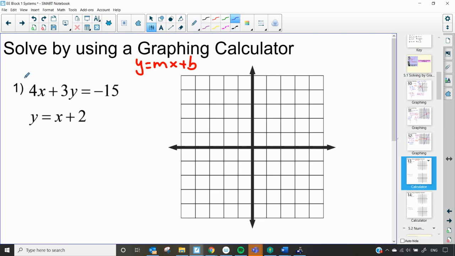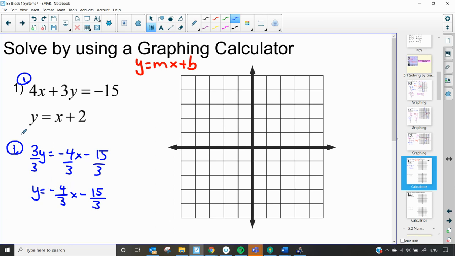So for equation number 1, we have 4x plus 3y equals negative 15. In order to graph that on my calculator, I need to rearrange the equation. So I'm going to have 3y equals negative 4x minus 15. I'll divide by 3, and that gives me y equals negative 4/3 x minus 15 over 3. And then equation number 2 is y equals x plus 2. So that's just y equals x plus 2.